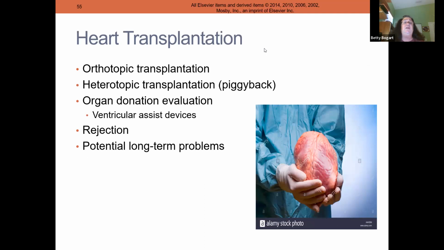Now, in transplants, in the first 6 months, the worst thing that can happen is rejection. So they will be placed on long-term immunosuppressive therapy. These children need to keep their body from attacking that heart, okay?